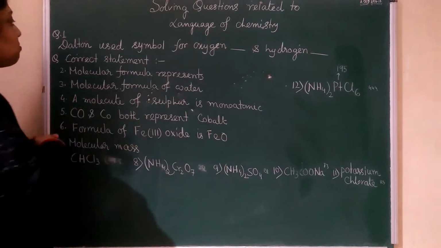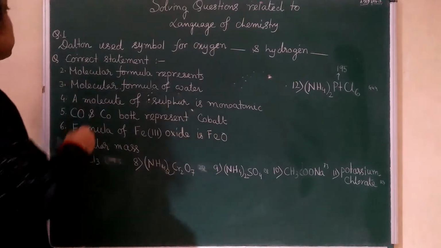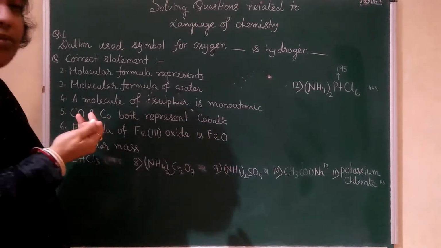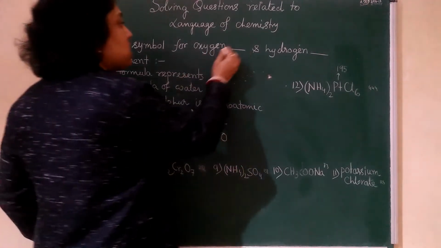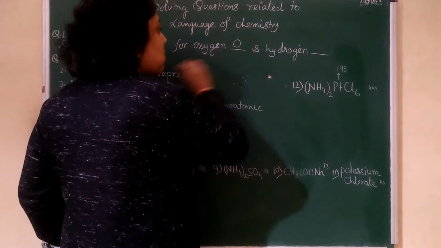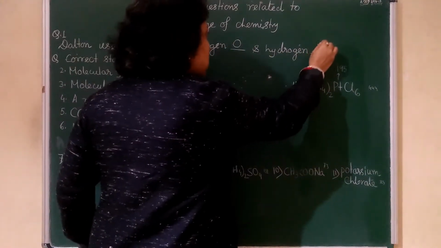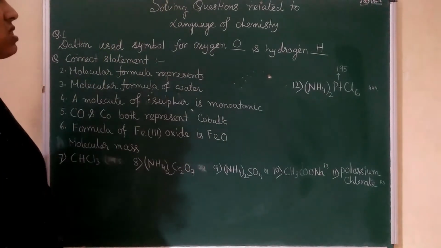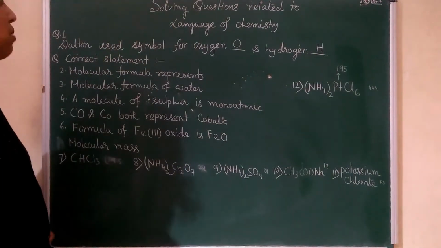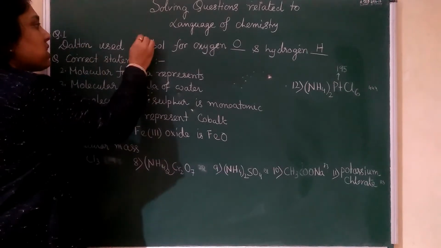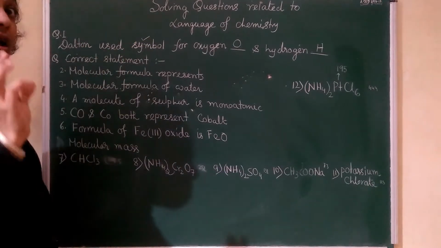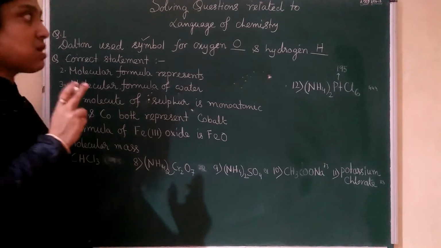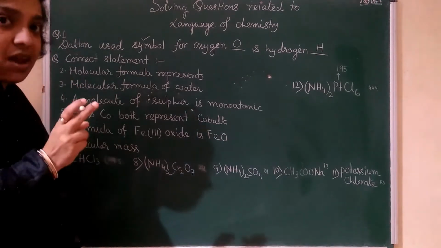So let's start. The first question is, write the symbols for oxygen and hydrogen. Symbols are very easy. Oxygen means O and hydrogen means H. We have studied 20 elements, and from that they have asked for the symbol. It is not the molecular formula. You should understand the difference. A symbol is given for the element.